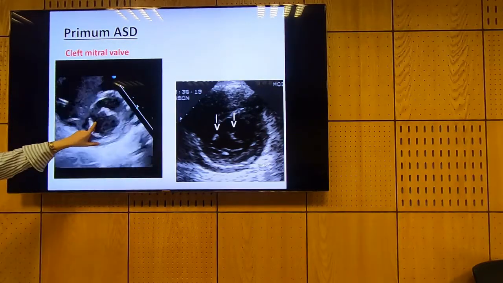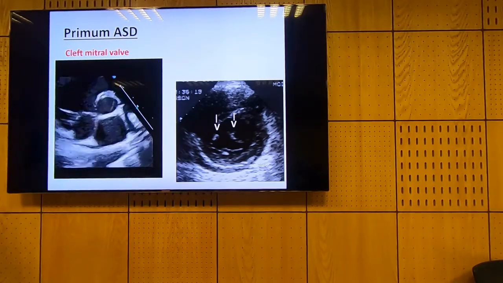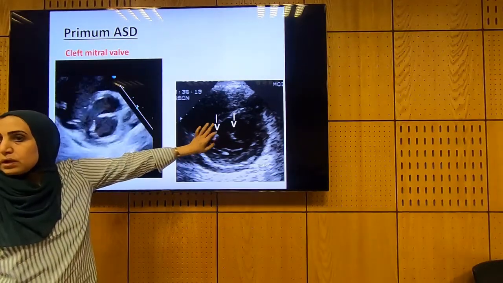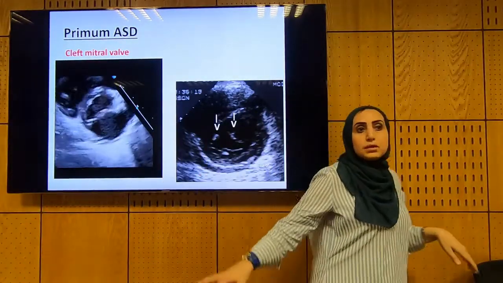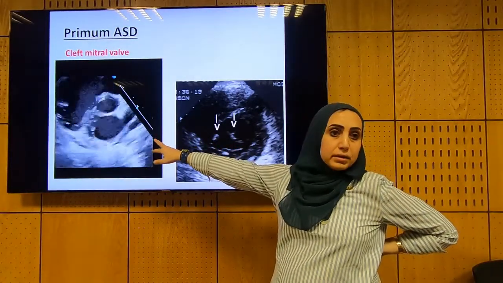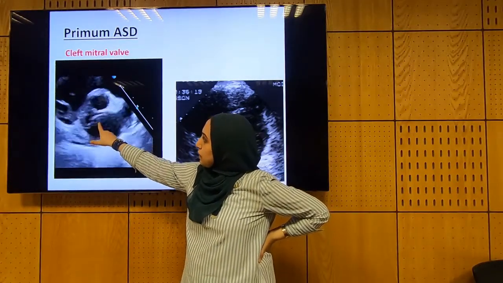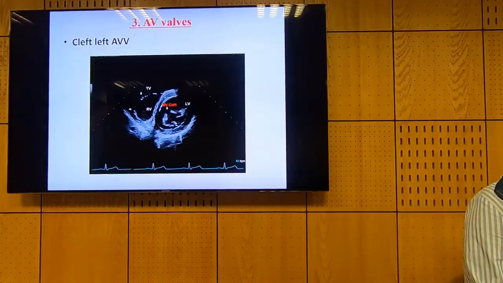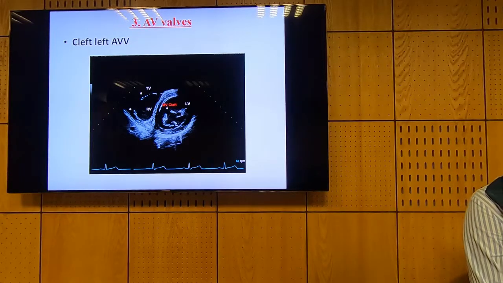You see it here. This is the mitral, and the anterior leaflet is clefted. It's torn, so we have a tear here towards the septum. We have to address this associated anomaly because this left AV valve should be repaired at the time of surgery. Is the movie clear here? So we have here the mitral, and here the cleft. You see it? So this is the most common associated anomaly with the primum ASD.